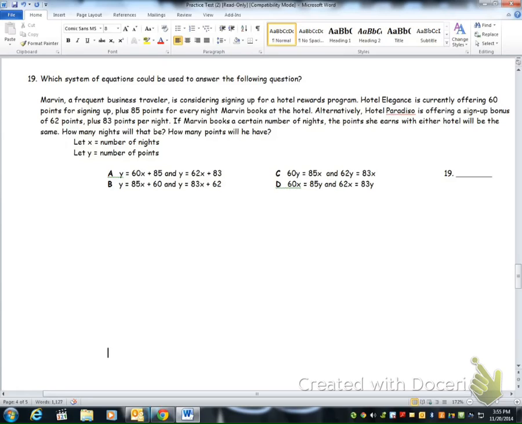So it says Marvin is considering signing up for a hotel rewards program. Hotel Elegance is offering 60 points for signing up. Now those are one-time points. He doesn't get them for every night he stays, he only gets them one time. Plus, there's a math word for you, plus 85 points for every night. So 85 points, but not just once, 85 points per night.